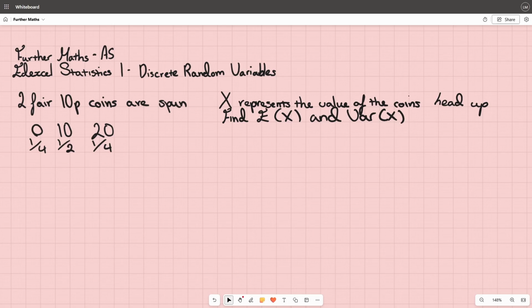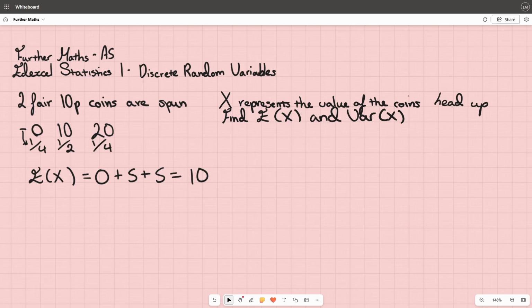So then we do the expected value of X, and we know that it's the value of x multiplied by the probability of that x happening. So that equals 0 times a quarter, which is 0, a half of 10, which is 5, and a quarter of 20, which is also 5. So the expected value of X is 10.